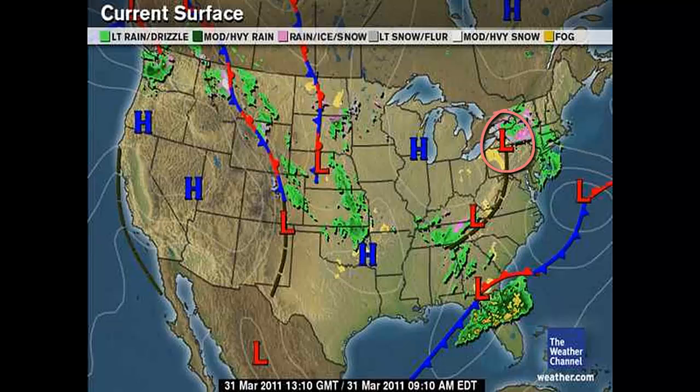But you can see the low over New York State is generally generating precipitation. The low over Kentucky, Tennessee, North Carolina is generating precipitation. The low over North Florida is precipitation. And then that low over Mexico is actually a temperature-driven low, so there's not necessarily precipitation with that.